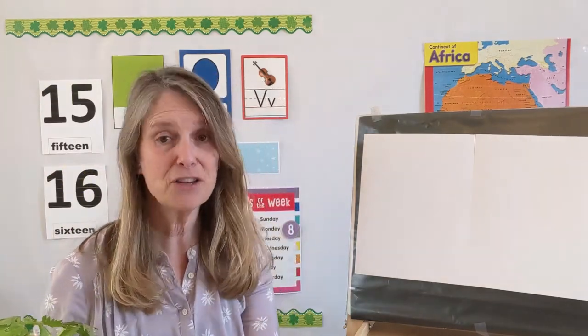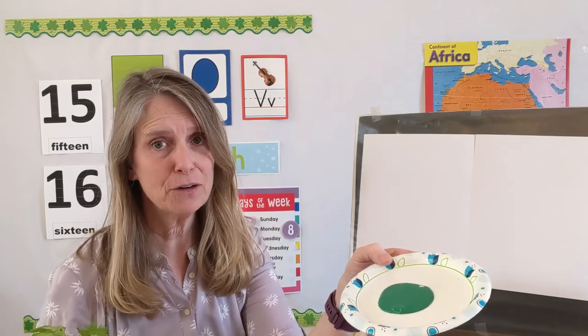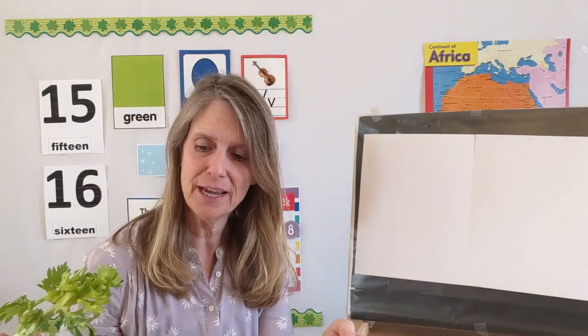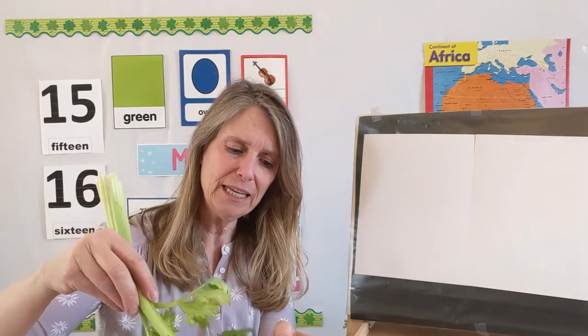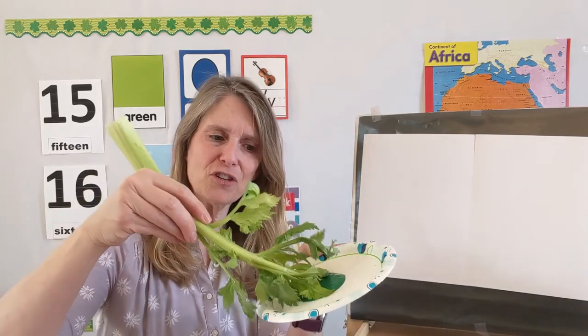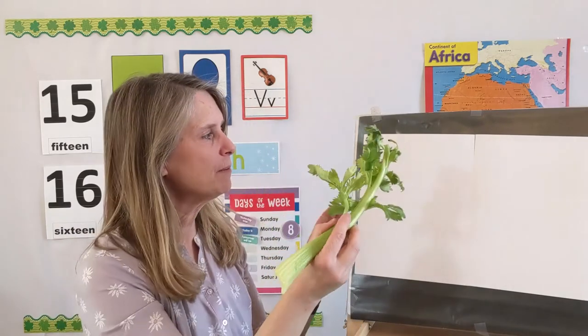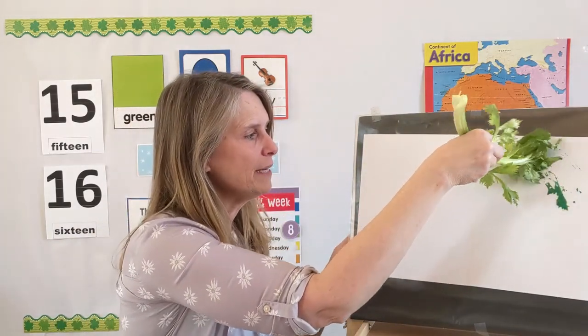I have a plate and I chose green paint because we are talking about green this month. And if you notice, most of my vegetables happen to be green. So I can take these leaves, dip them just like a paintbrush. And you can see they've got some paint on them. And then I can come over to my paper and I can actually brush the paint on.